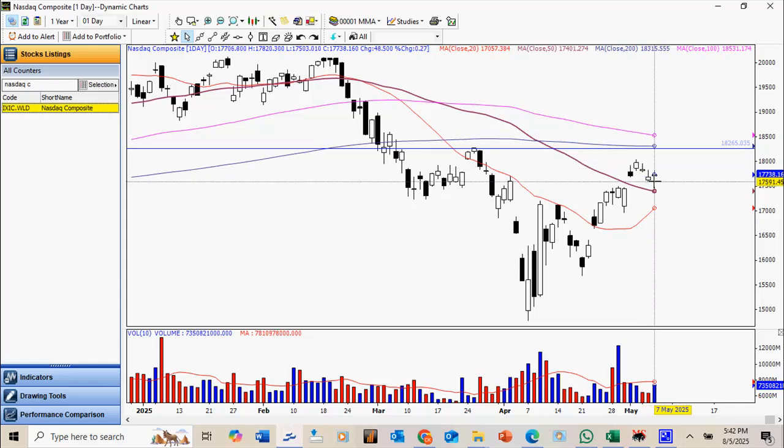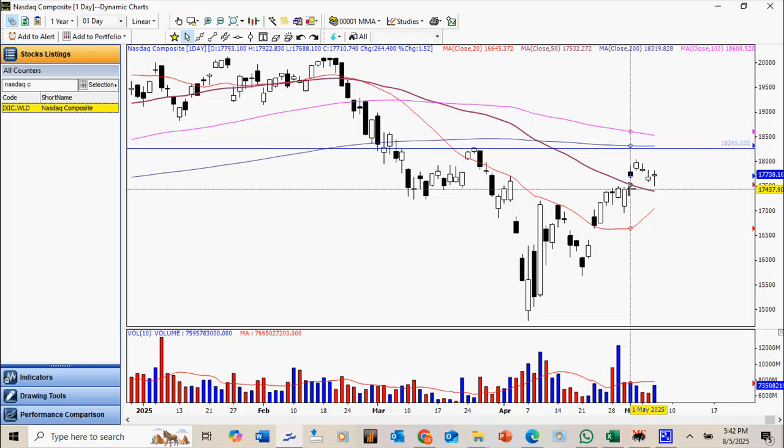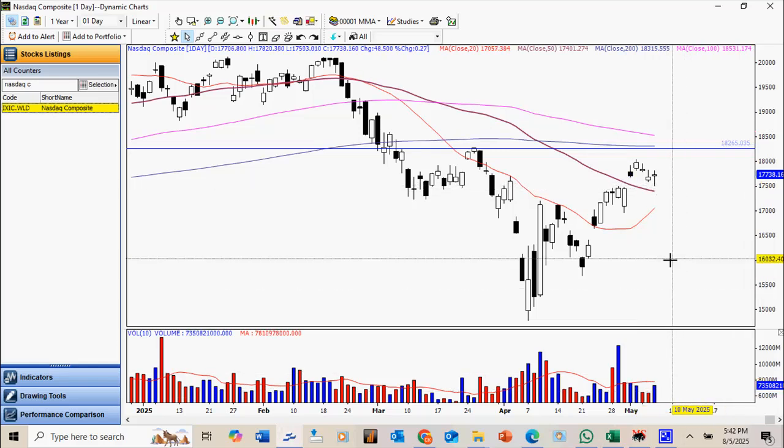Now the small bodies do indicate a loss of momentum. This gap here provides some level of support, and it's important that it holds, failing which we may see a further downward move from here.